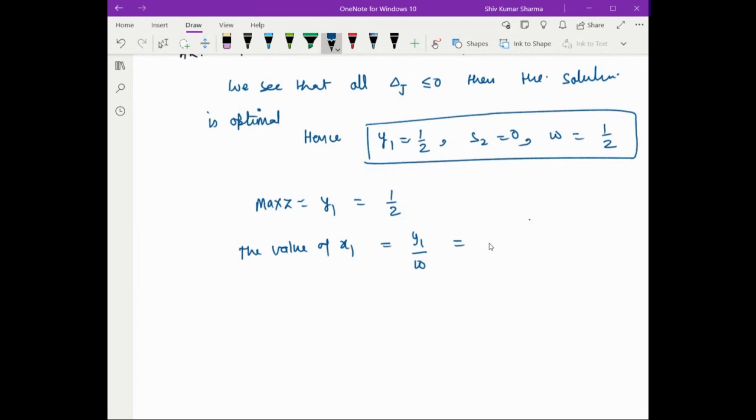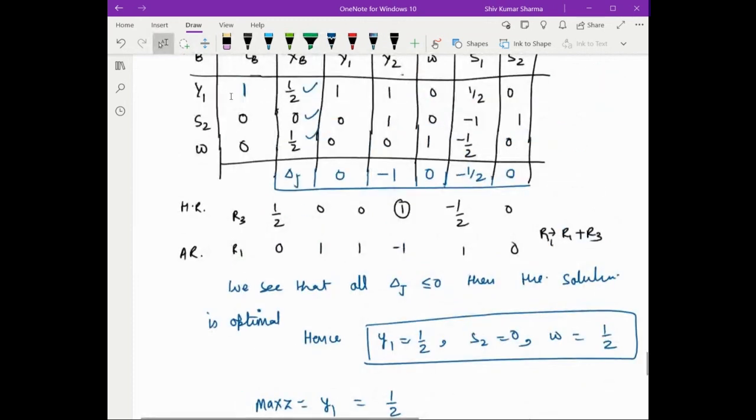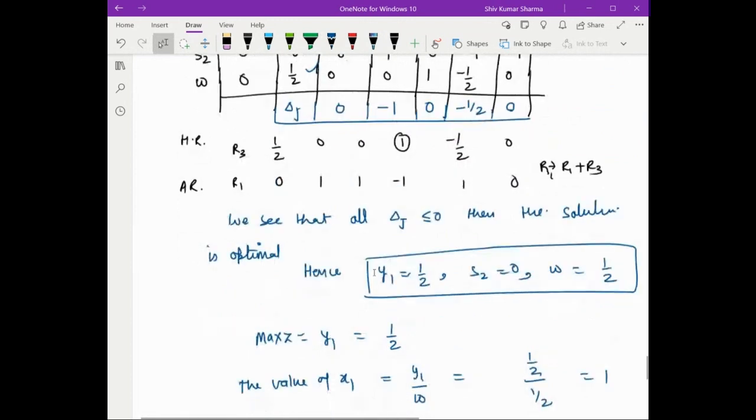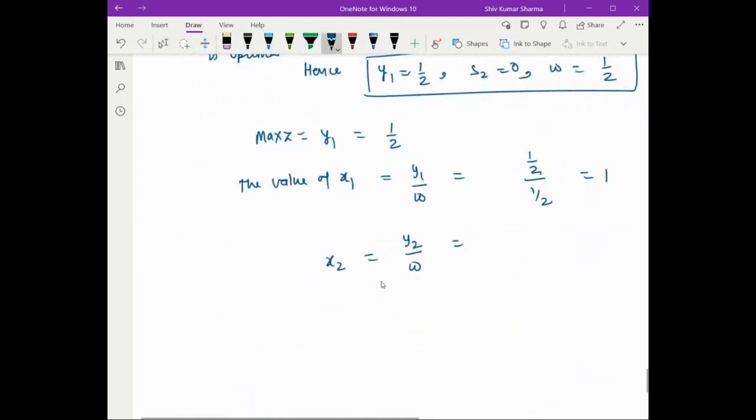Y1 upon omega, this means y1 is 1 by 2, upon omega which is also 1 by 2, gives us 1. And the value of x2 we write as y2 upon omega. So y2 is not in the basis, so we consider y2 as 0. When a variable is not in the basis, we consider it as 0. So y2 equal to 0 gives us x2 equal to 0.